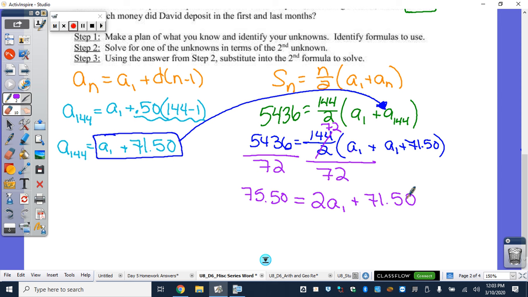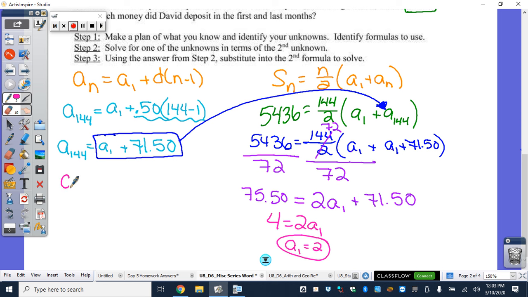Just kind of like it would with your x's. X plus x would be 2x. A sub 1 plus a sub 1 would be 2a sub 1. So subtract our 71.50, and we would get a 4. Divide by 2, and what is our a sub 1? So I got one of them. A sub 1 is a 2.